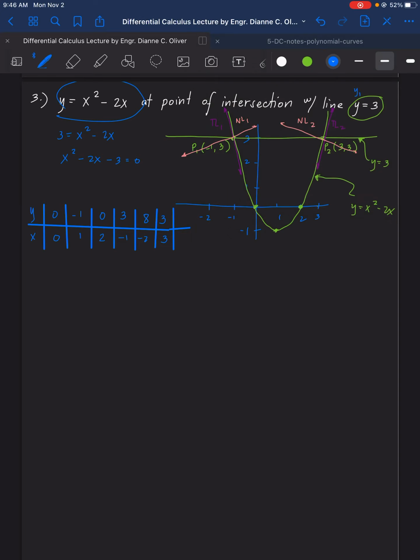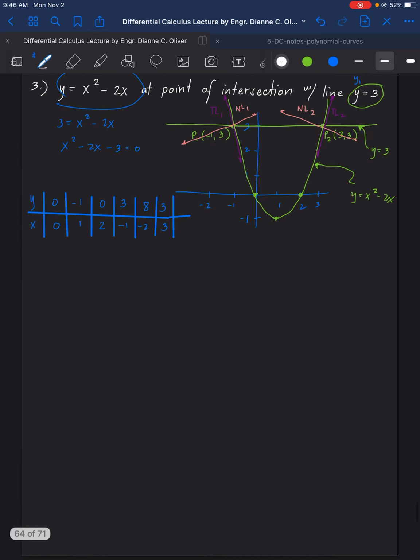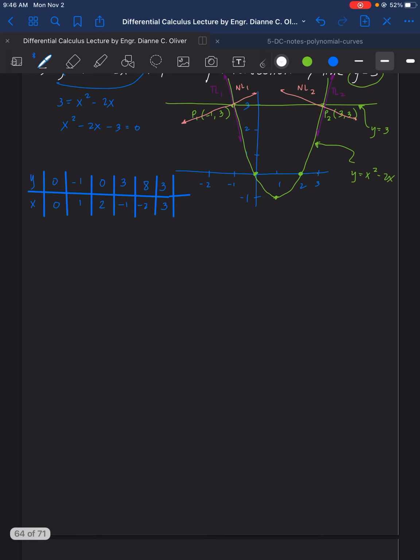Now we can actually determine also the points without plotting the curve. So how do we do that? If you prefer solving for the point without plotting the curve, we can also do that. So how? Solve for P1 and P2 at y equal to 3.